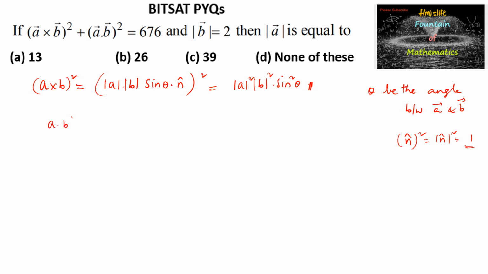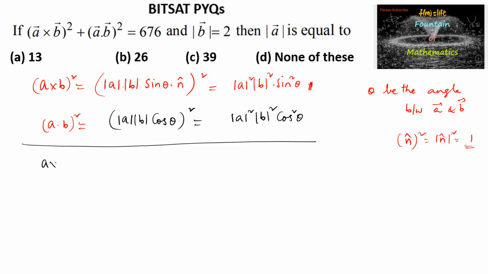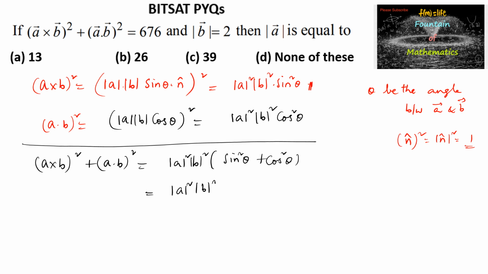Similarly, (A · B)² is equal to |A||B| cos θ, where θ is the angle between them, whole square, which is |A|²|B|² cos²θ. By adding these both, we get an identity: |A × B|² + (A · B)² is equal to |A|²|B|², which is common, times sin²θ + cos²θ, which is 1. So we can write |A|² into |B|².